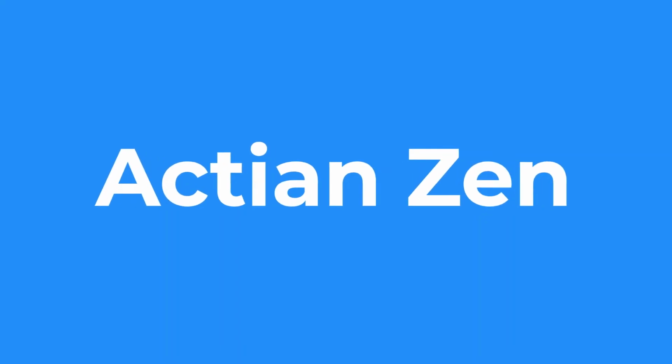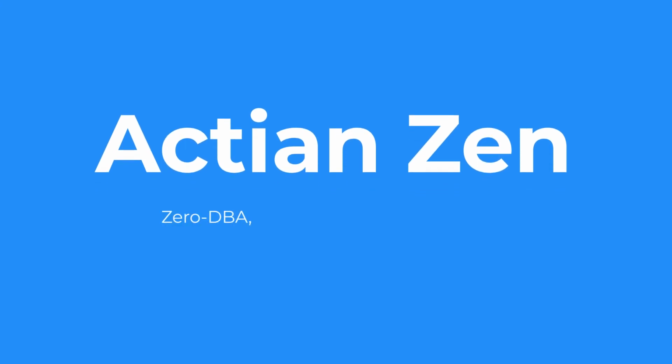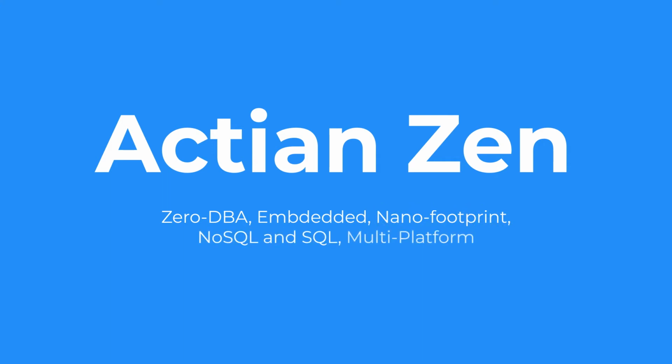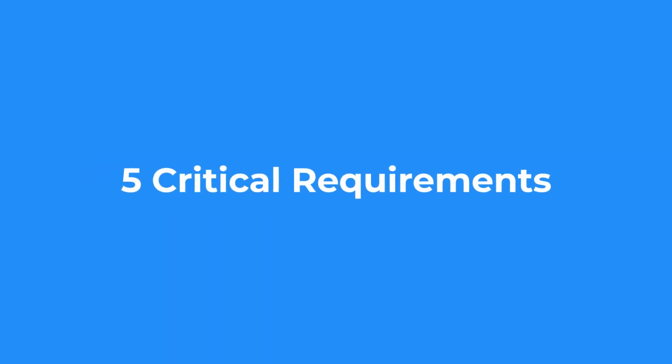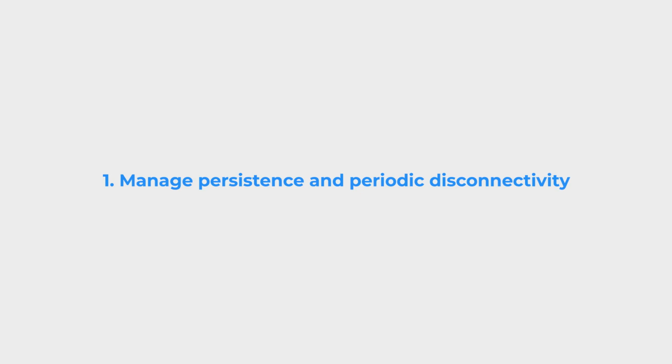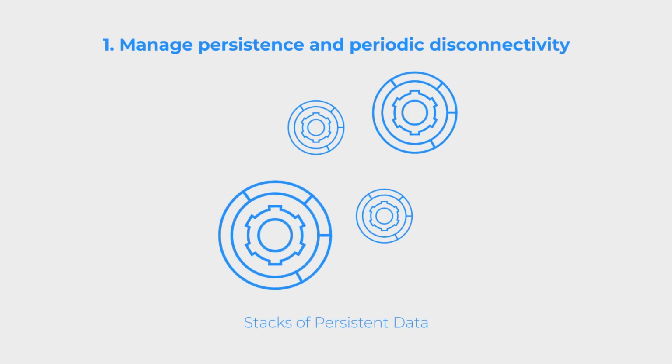Actian Zen, a modern edge data management system that's a zero DBA, embedded, nano footprint, NoSQL and SQL, multi-platform system for edge computing. Actian Zen addresses these 5 critical requirements for application developers. 1. Must be capable of managing large sets of persistent data locally on edge mobile and IoT devices.